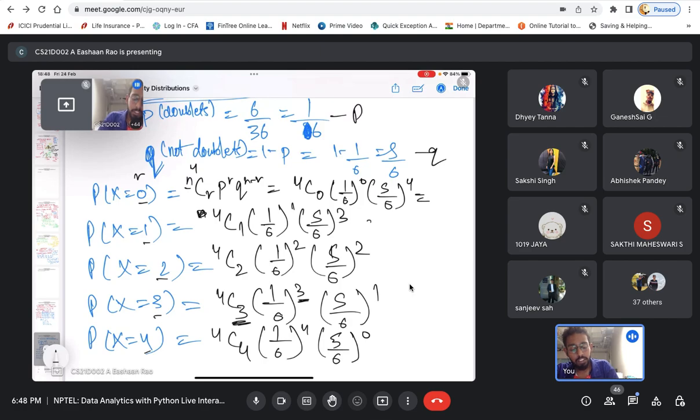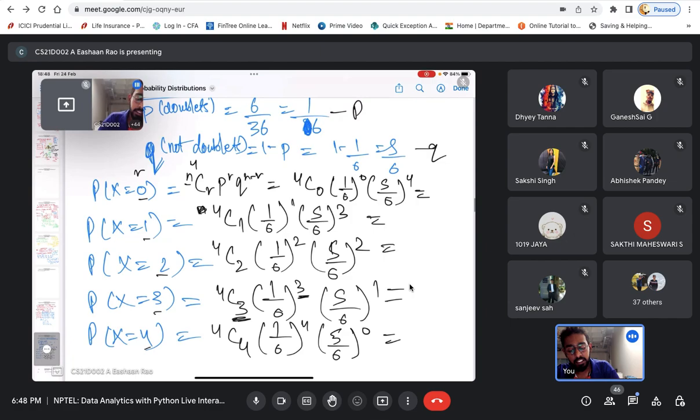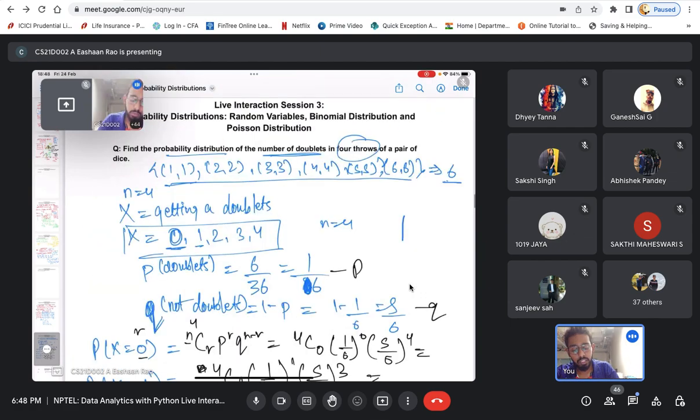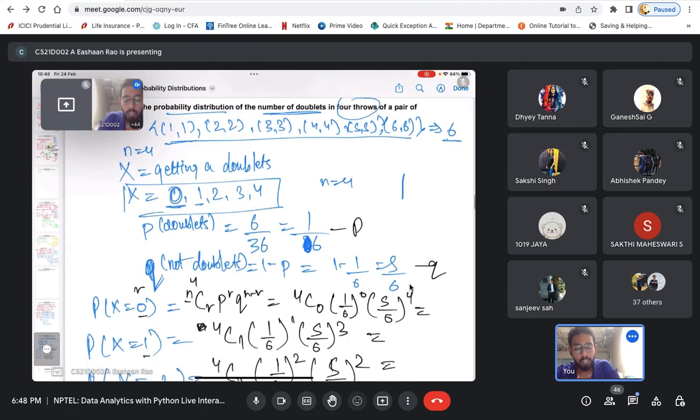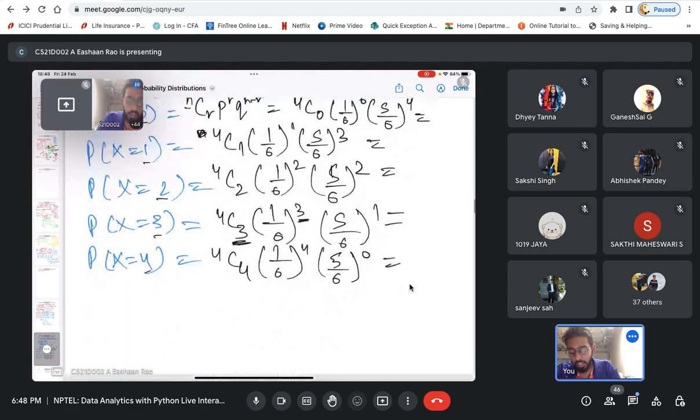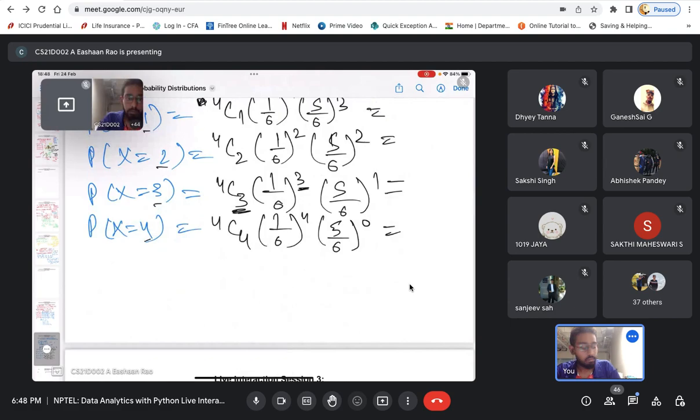If we solve with these values, we'll get some numbers, and then we can say that this is the probability distribution for this question, that of getting a number of doublets in 4 throws of a pair of dice. By this time, is everyone clear, or do you have any doubt, or are you not able to follow? Please let me know in the chat.